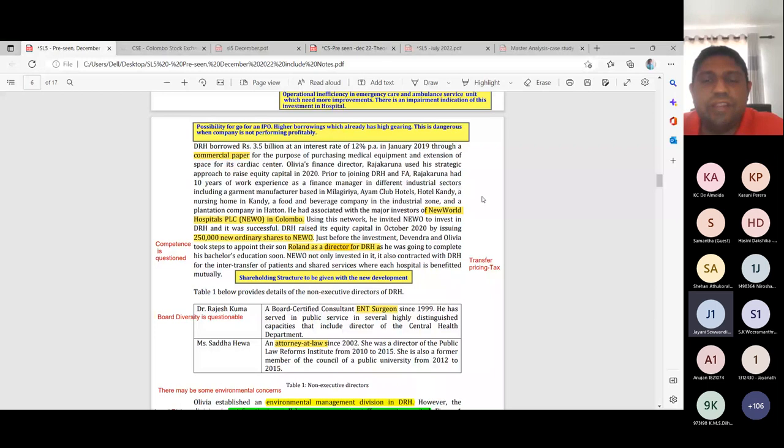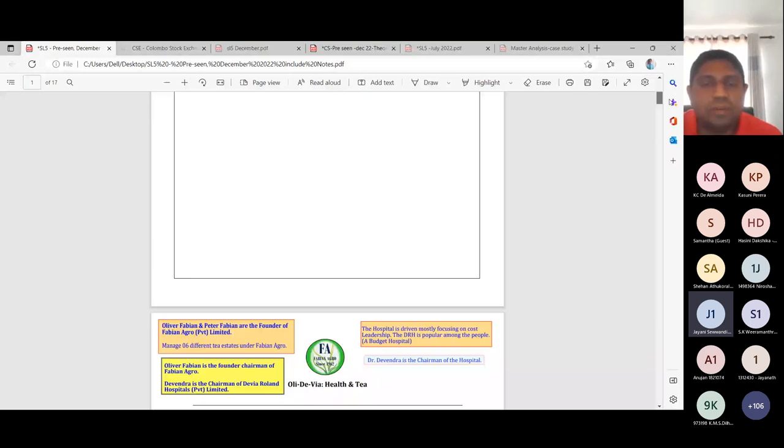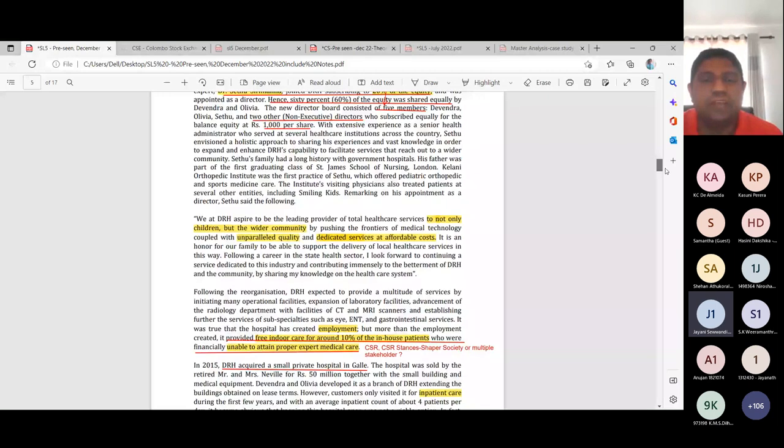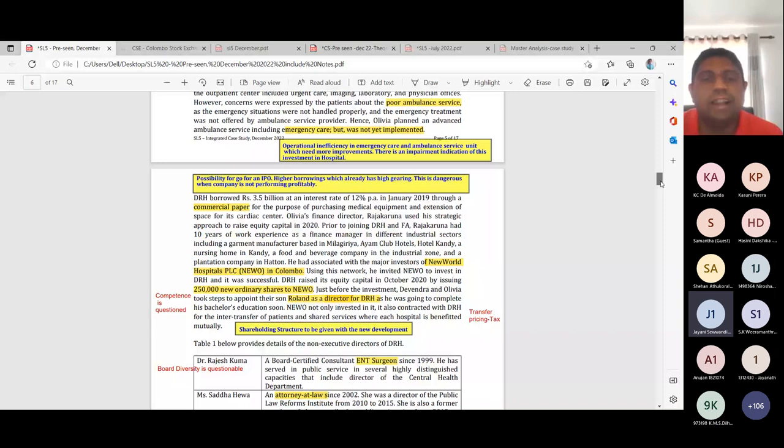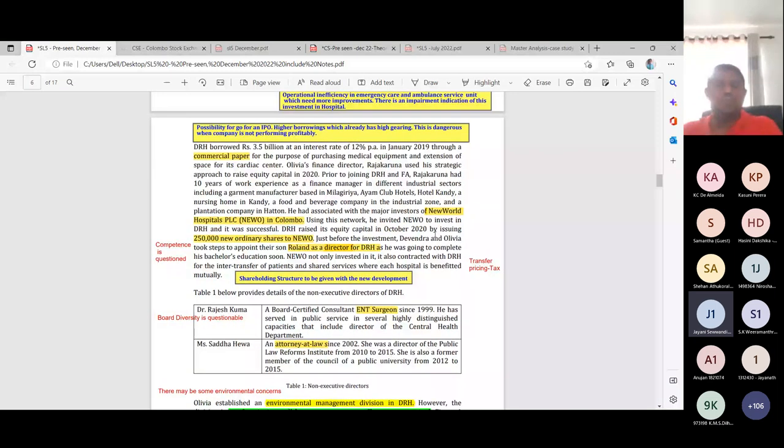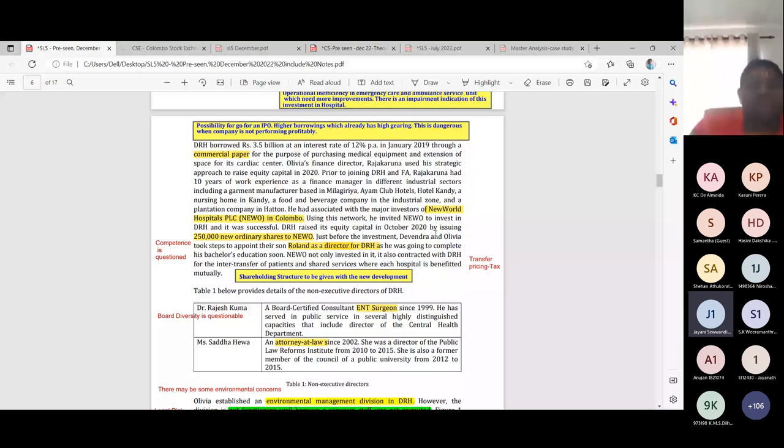Just before the investment, Devendra and Olivia took steps to appoint their son Roland as a director for DRH. Now the problem, right? So earlier the name was Roland. This is the eldest one. You see that one? They have given information. Yes, Roland, same guy. The elder son was joining the company, right? So now the issue, there are corporate governance issues here. One of the issues is this guy is still studying for his bachelor's education. Now, what is the competency level of this guy? That is questionable.